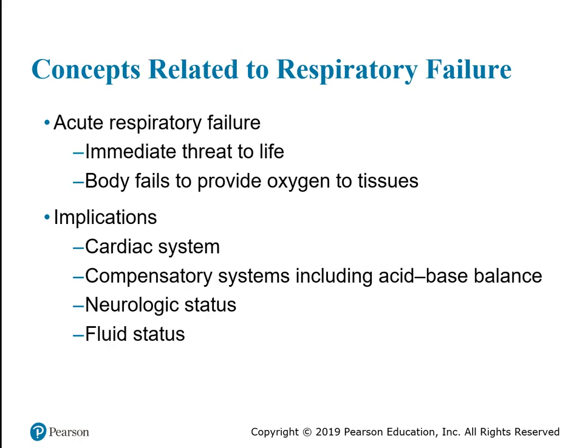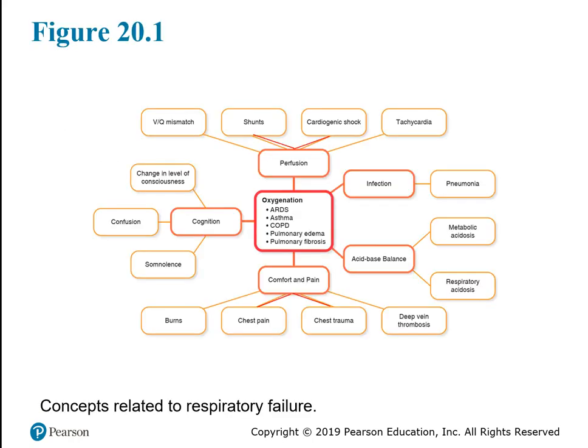If you're talking about acute respiratory failure, it is an immediate threat to life because the body is not going to be able to get oxygen to the tissues. It says implications here, right? Cardiac system, because if you have an increase in carbon dioxide in the blood, it's going to lead to pH changes, right? And so the kidneys will try to compensate for that change to get that pH back to where it would be. It's going to affect neurologic status and also fluid status as well.